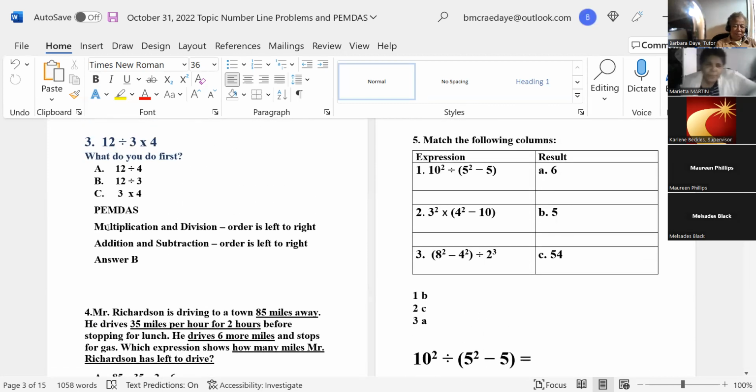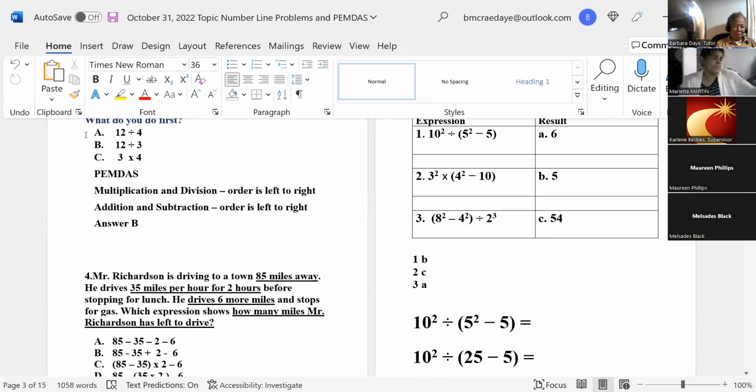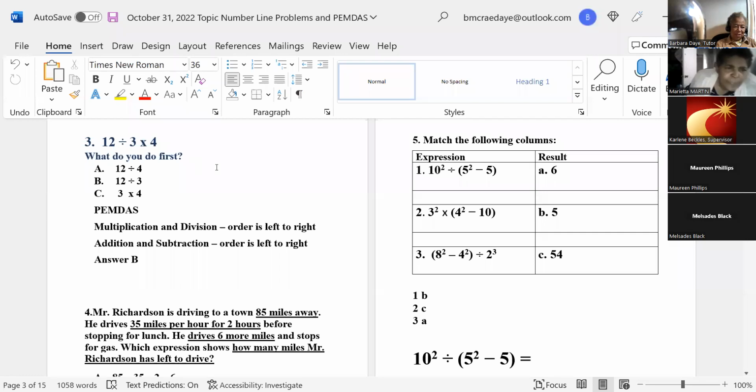Order is left to right. Right. We just went over it for one of those problems. Number 3, right? Remember, left to right. That's why the 12 divided by 3 comes first. Right. Yes, Mercedes, we divide.